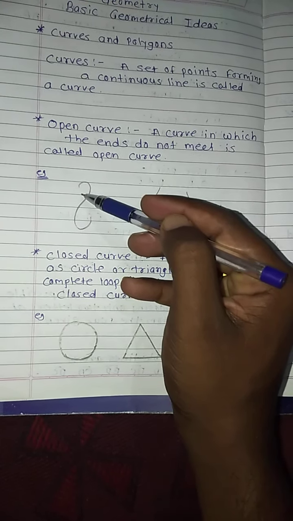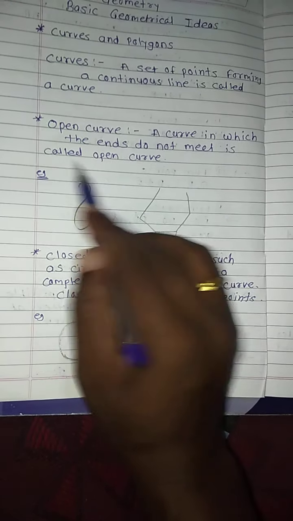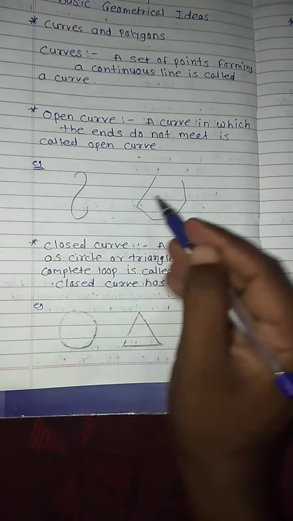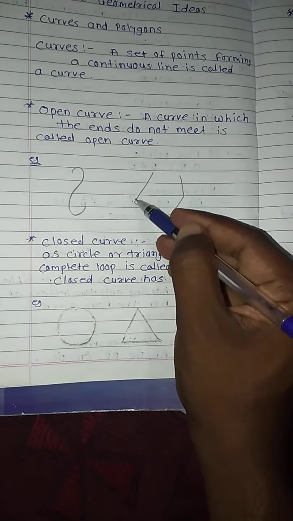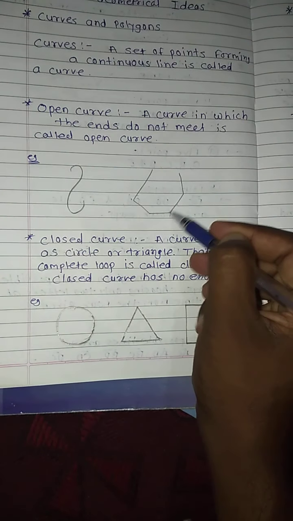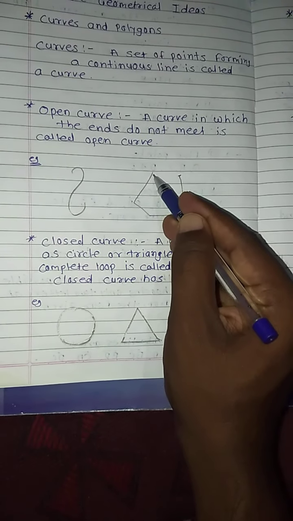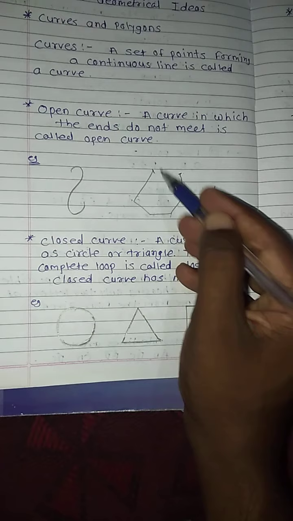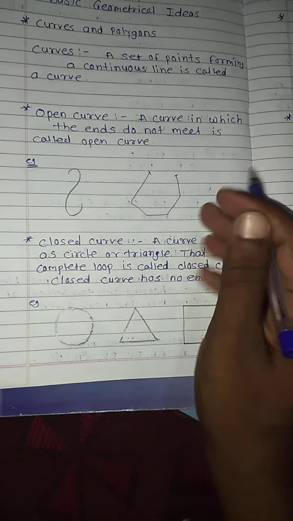Why is it an open curve? Because its ends do not meet anywhere, that is why it is called an open curve. Observe this figure also. This figure starts from this point and ends at this point. You can observe these two end points never meet anywhere, that is why this figure is called an open curve.